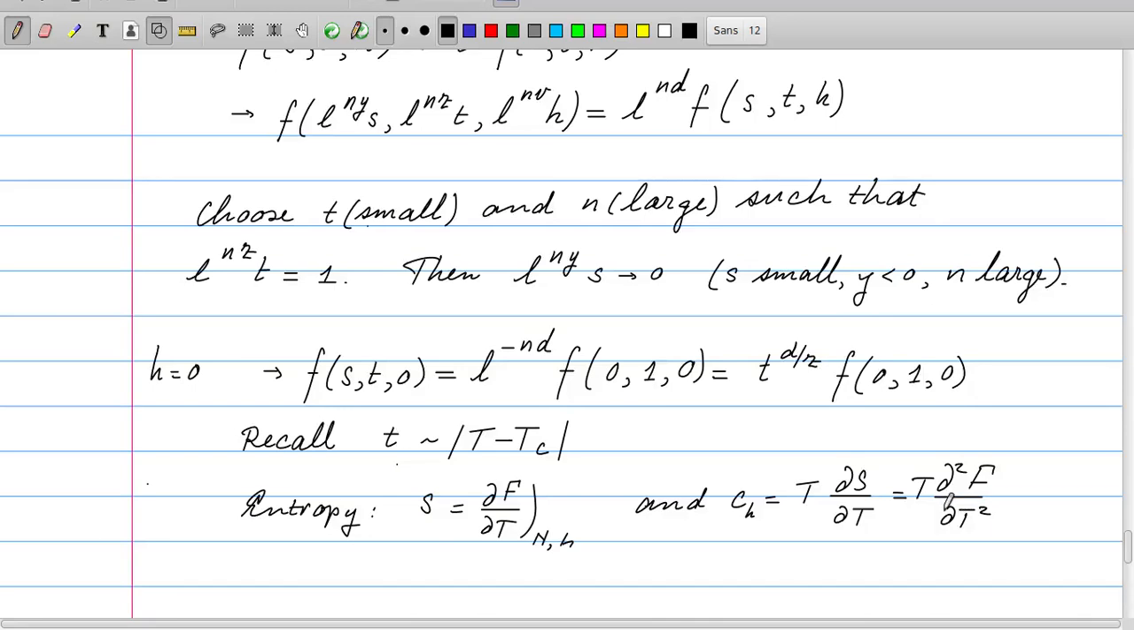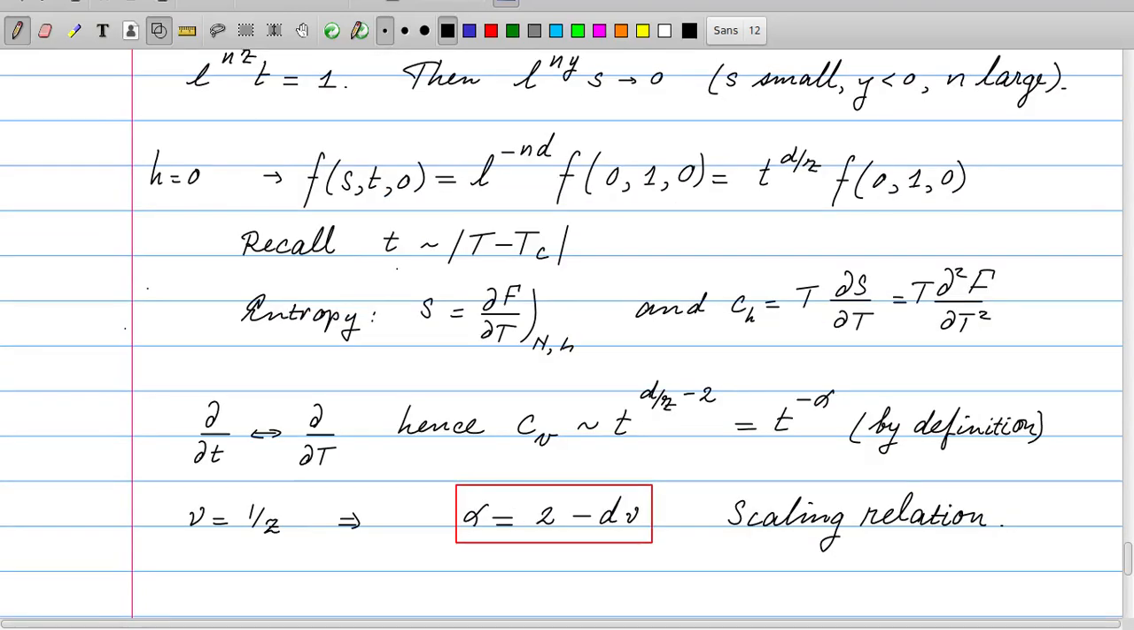And we should realize that it doesn't matter whether we take the derivative with respect to the little t or with respect to the large T, because Tc is a constant. So using that, we see that we get the second derivative of f with respect to t, and so that gives us a prefactor of t to the power d over z minus 2.